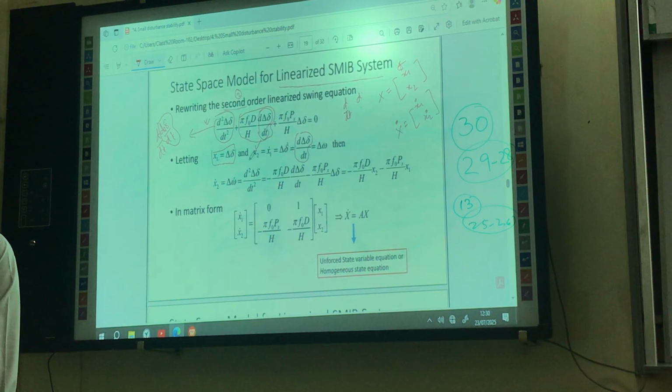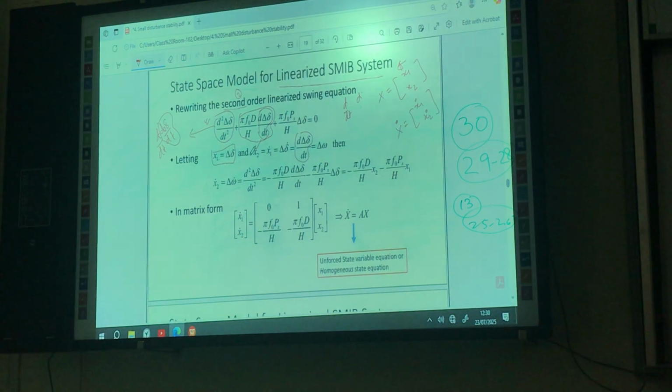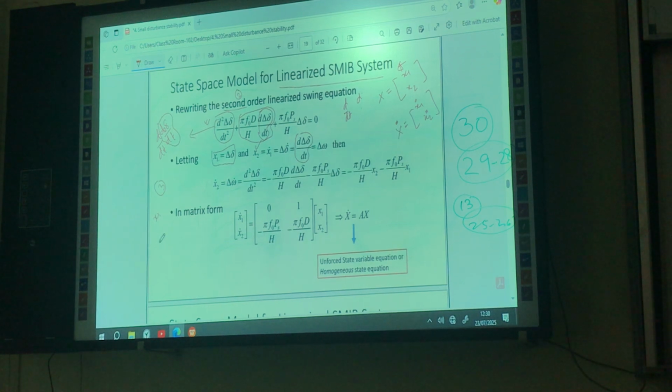Not the x1 is del delta, the del delta dot. That is d del delta over dt. For this type of higher order system, you will get the state variables like this. If the order is 3, you will get your x1, then your x2 will be the first derivative of your previous state variable, x1 dot, and your x3 will be the x2 dot, like this.